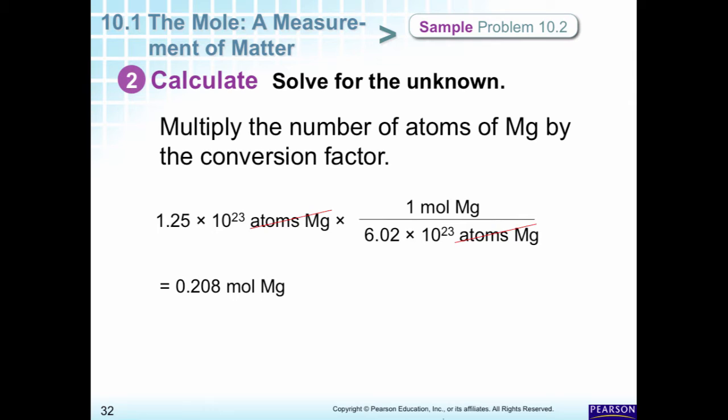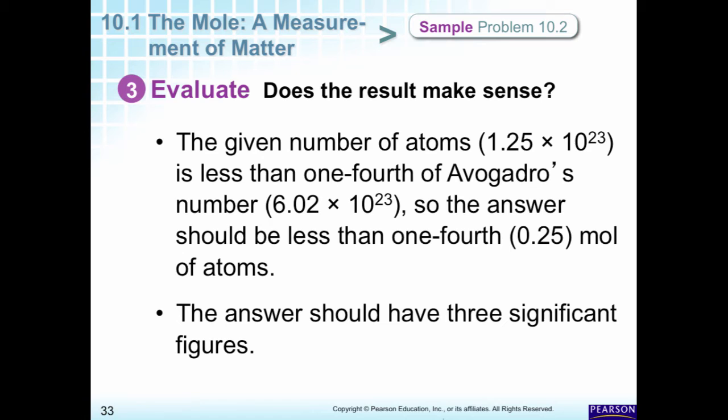Before I go on to the next slide, I want to look at something. See, the atoms cancel out, and we're left with moles of magnesium. That's what we want. That's our check to make sure we have the right label. Does it make sense? We have less than a mole to begin with because 1.25 is less than 6.02, so our answer should be less than a mole. How much less? It's about a fourth, and we got somewhere around there.